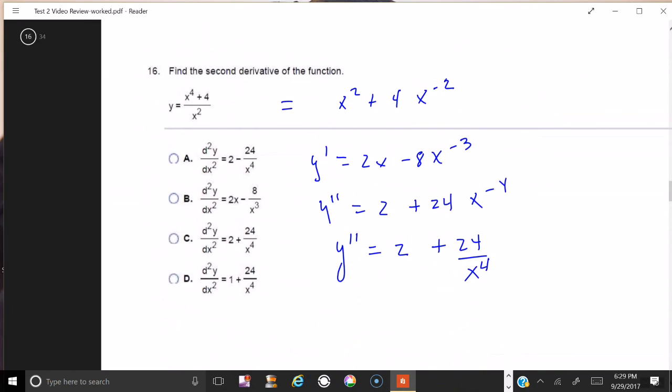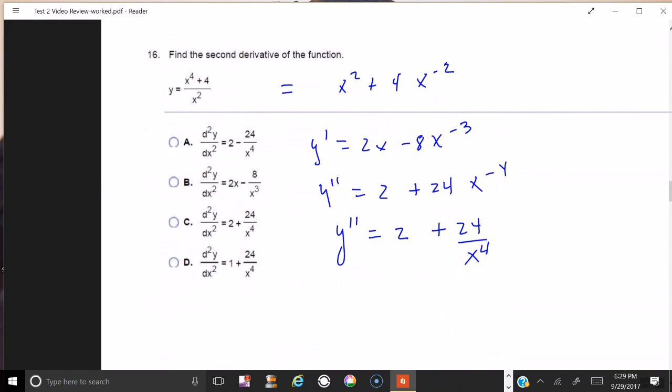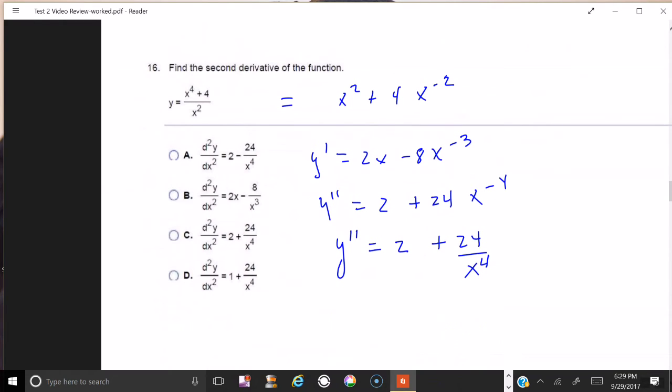Second derivative again, just more work. The more problems you work, the better off you're going to be on the test. Notice we rewrite it as x squared plus 4x to the minus 2. Taking the first derivative, we get 2x minus 8x to the minus 3. To get the second derivative, take the derivative again, and we get 2. Minus 3 times minus 8 is 24. x to the minus 4. So finally, we get 2 plus 24 over x to the 4th, which is answer C.